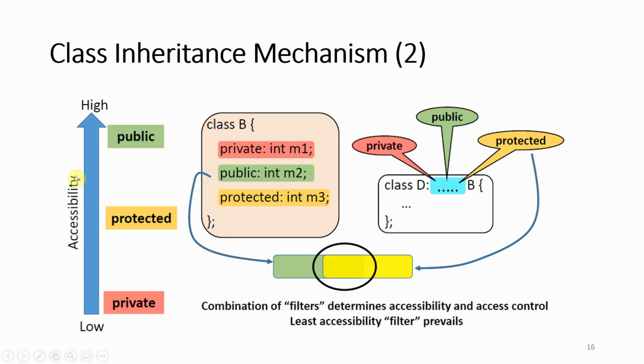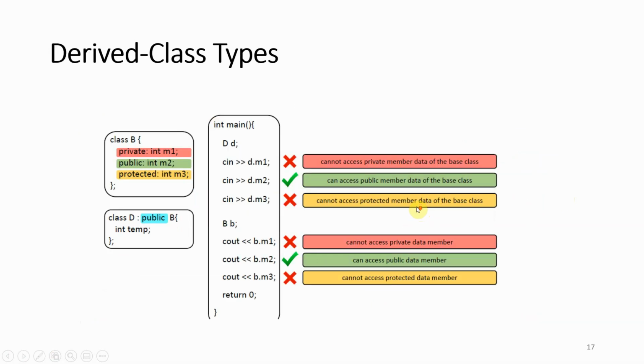Okay, this shows the accessibility. Public is the most accessible, private is the least accessible, protected is somewhere in between, right? The combination of both filters, this filter and this filter, determines accessibility and access control in the derived class. So these examples are good examples we can look at.